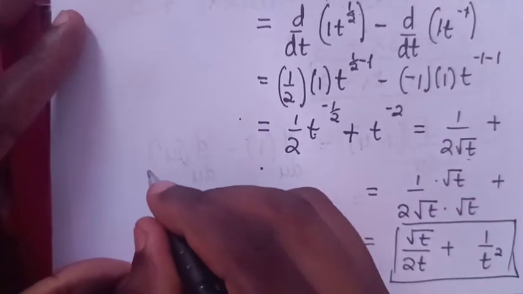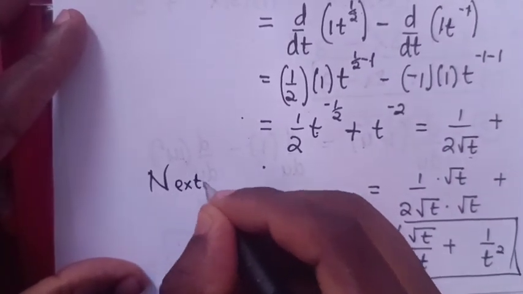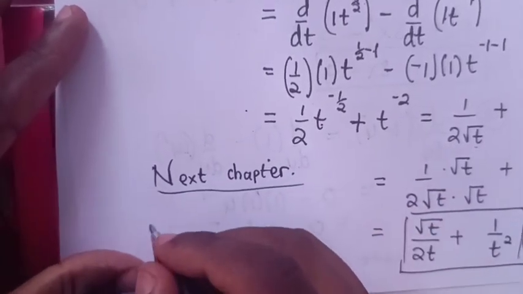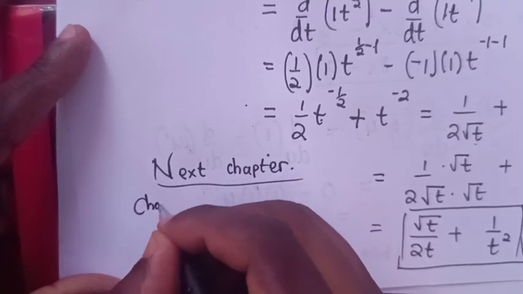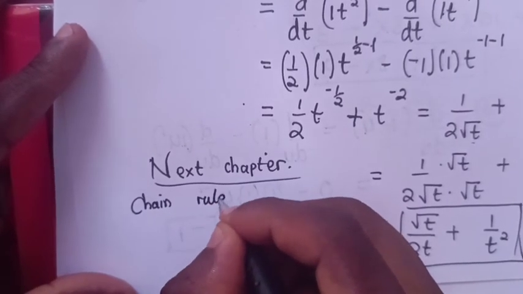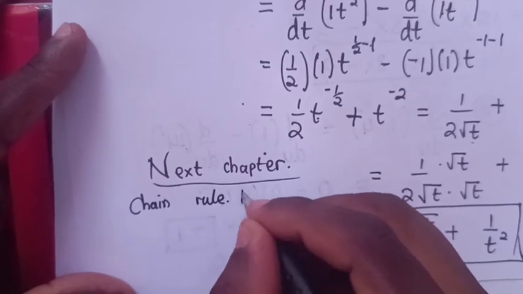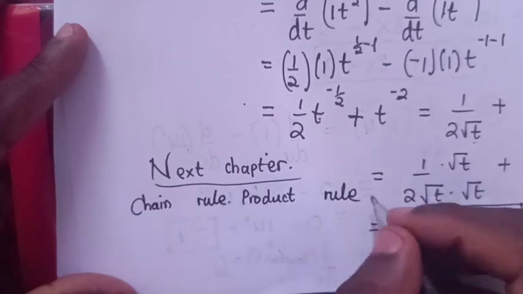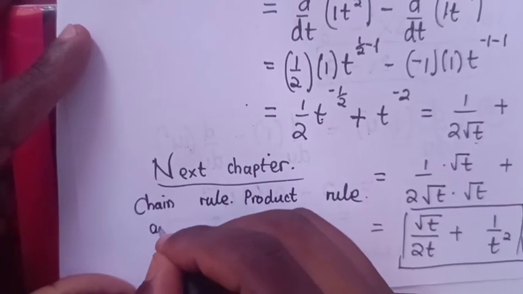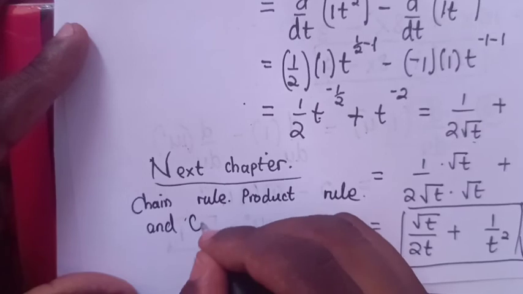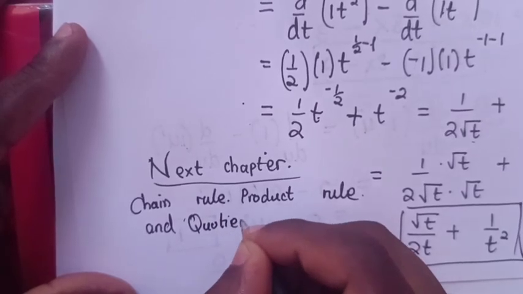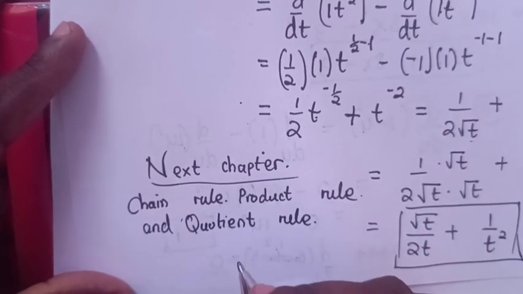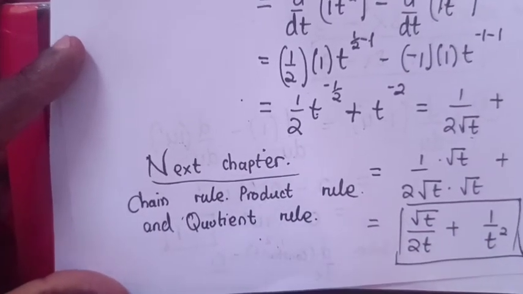Now this is the last example. Next, let's be together in the next chapter in calculus up to the end. The next chapter, the second chapter, will be chain rule, product rule, and quotient rule. Yeah, see you in the next video.